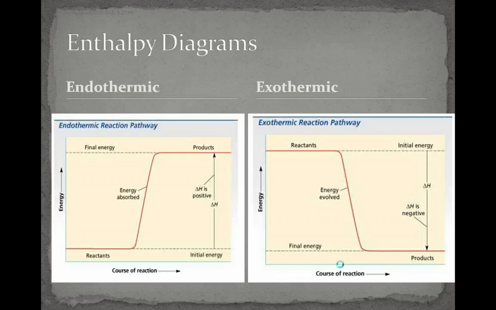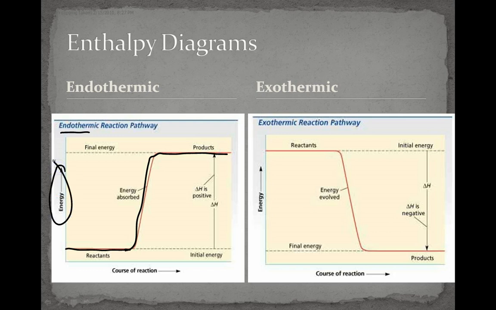One other thing we need to talk about with energy, endo and exo, is enthalpy diagrams. These are from your textbooks. You'll see these again when you read. But basically, an endothermic reaction starts with a low energy for your reactants. They react, and they now have more energy. So the amount of energy has increased.